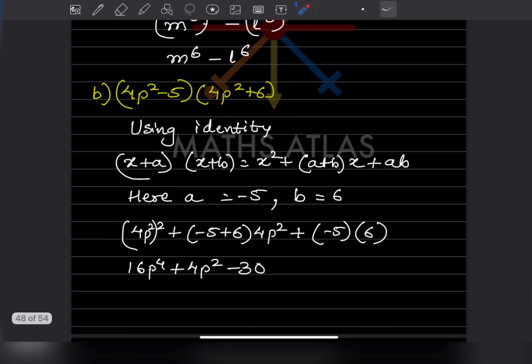So now see here, when we have this square, so you are going to multiply this as well as this. So 4 square means 4 into 4. That is going to be 16. And p raised to 2 means we have the formula a raised to m raised to n.